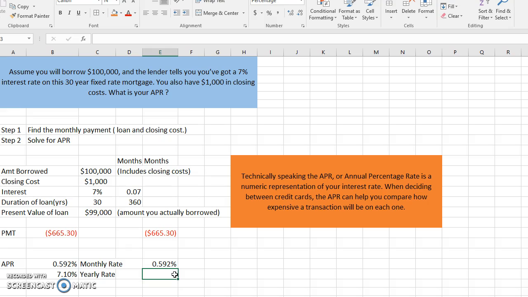To get the APR for the whole year, go to this cell, equal to this amount, multiply by 12, hit enter, and it's 7.1%. And as you can see, how much you borrowed and the APR that the credit card company or the mortgage company is trying to charge you will determine how much you pay.